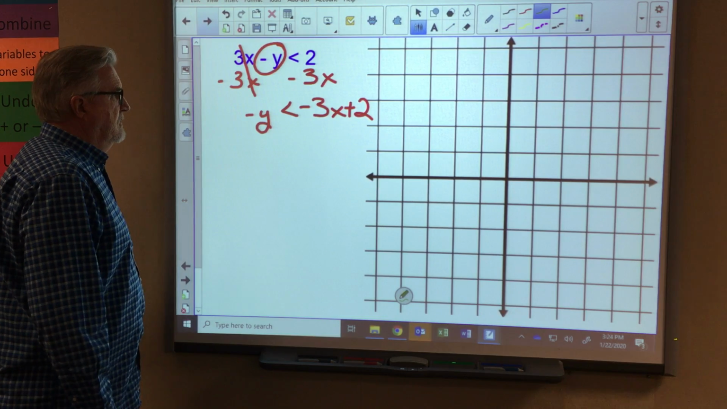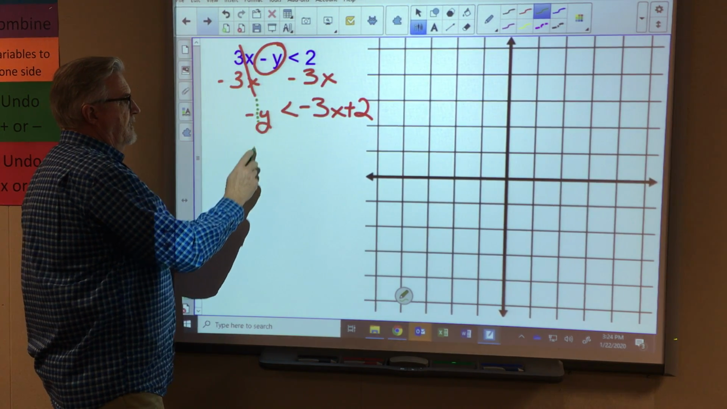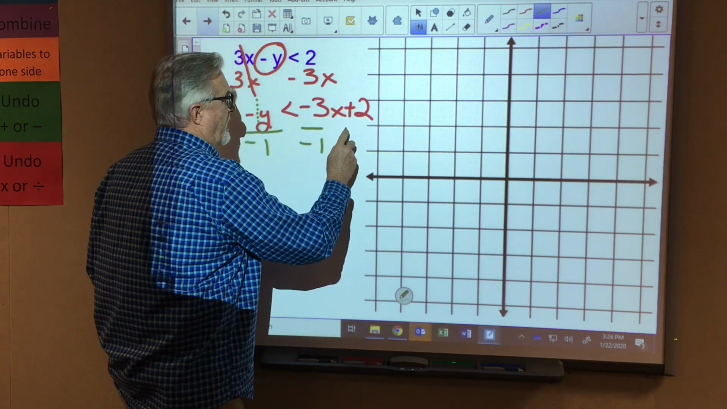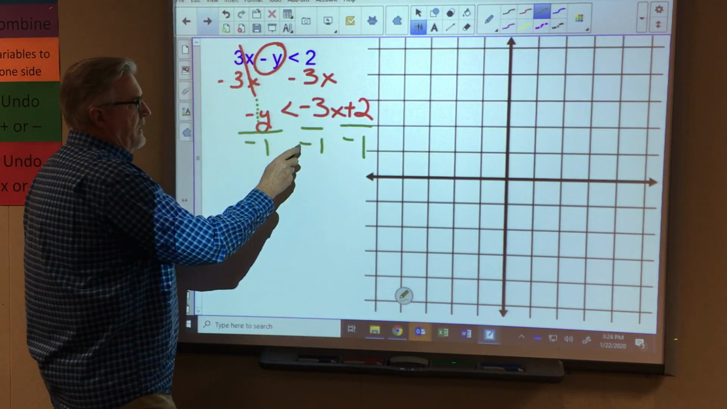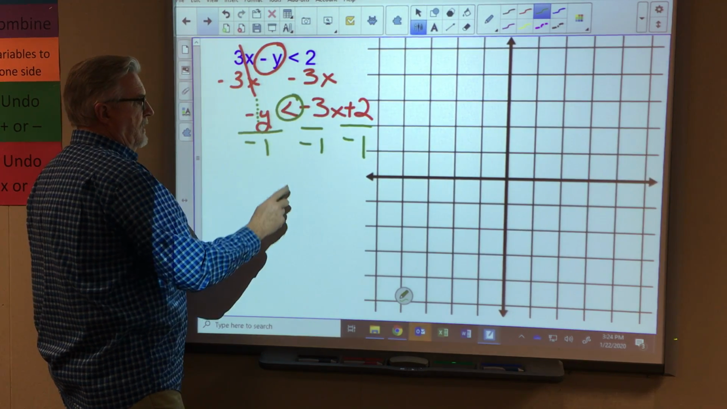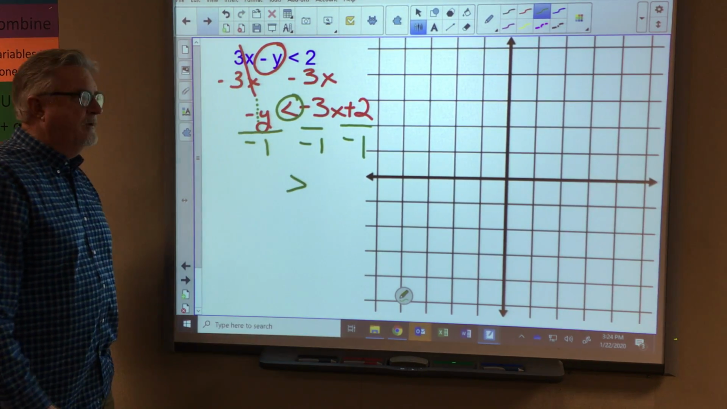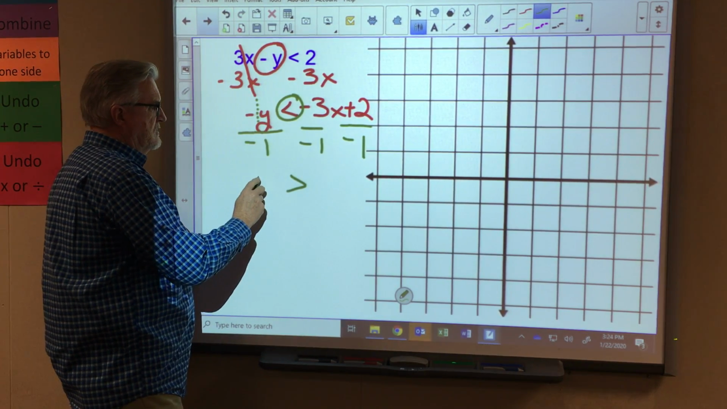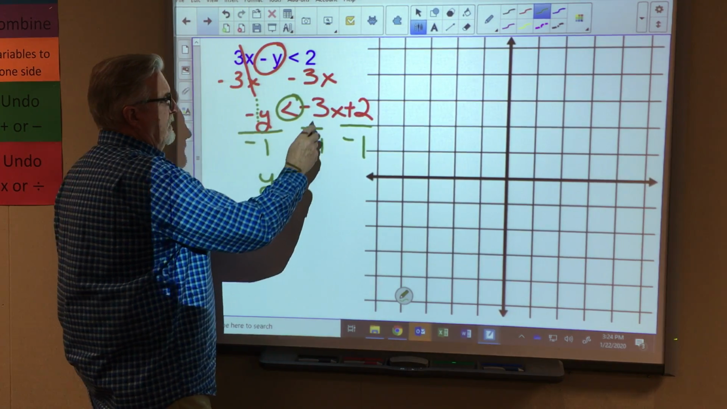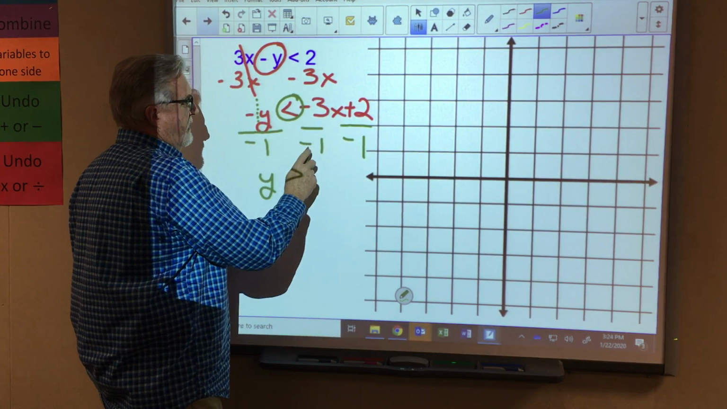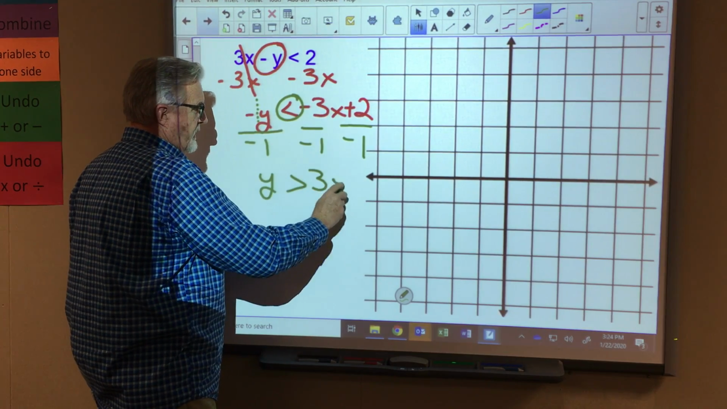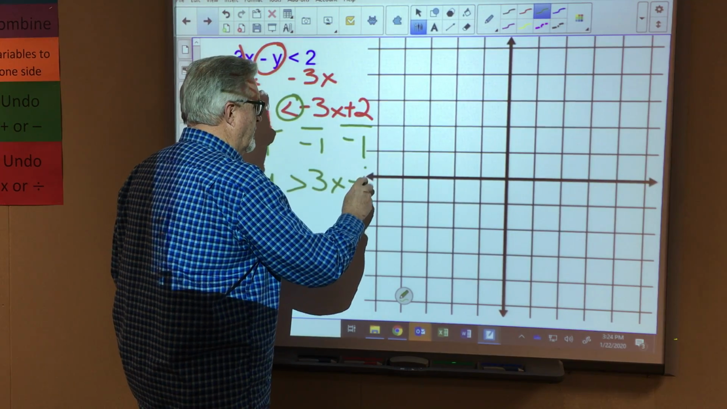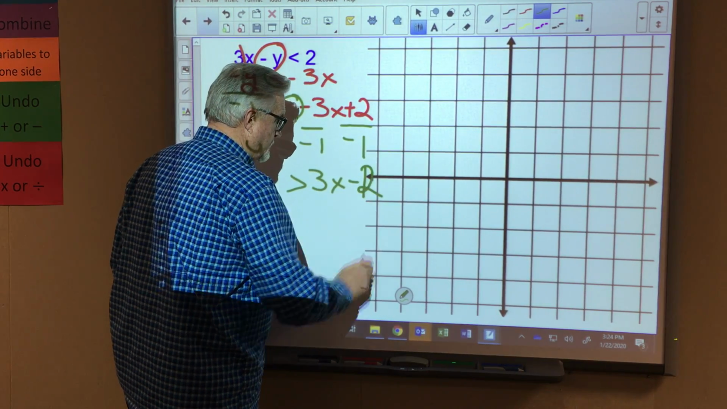The next step then, since there's a negative ghost of 1 there, to isolate y, we're going to have to divide everything in here by negative 1. When I divide by a negative number, I know I need to switch my sign, so let's go ahead and do it. Negative y divided by negative 1 is simply positive y. And then negative 3x divided by negative 1 makes it a positive 3x. A positive 2 divided by a negative 1 makes it a negative 2. Okay?